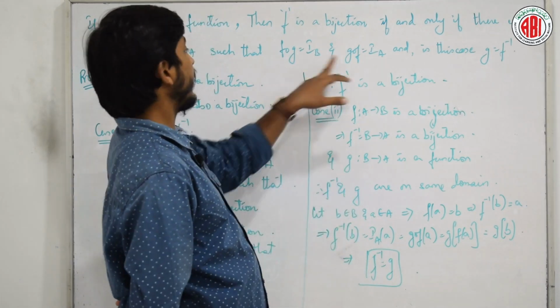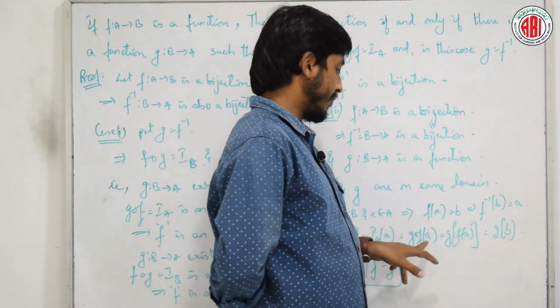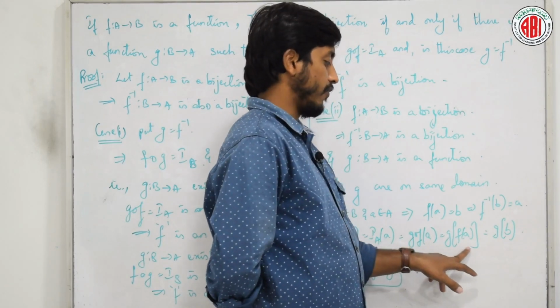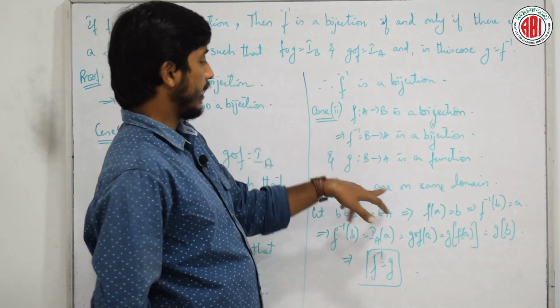What is I_A given? g∘f. Let us write it here. Now let us separate it. (g∘f) of a can be written as g of f of a. What is f of a? That is nothing but b. Yes, right?